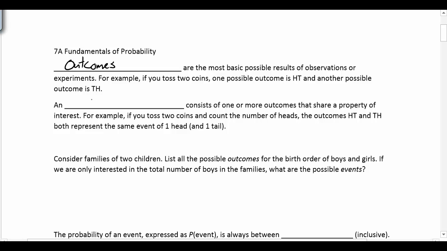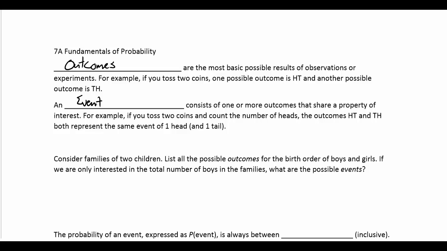Speaking of which, an event consists of one or more outcomes that share a property of interest. For example, if we toss two coins and count the number of heads, the outcomes head tail and tail head both represent one head and one tail.